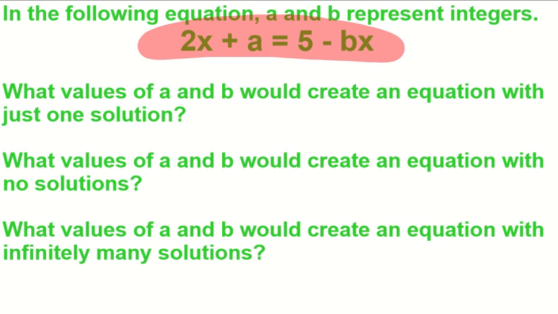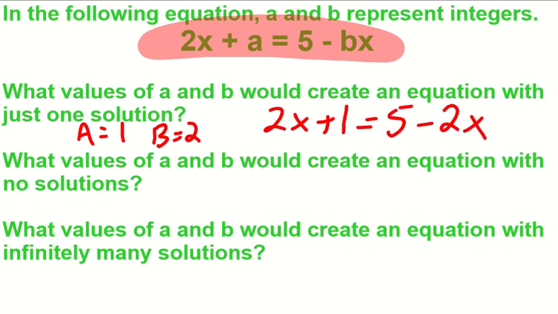So we need values for A and B that would make it so it has one solution. Give me an example for A and B. What could A equal to give me one solution there? 1 and B. That'll work. She said A equals 1, B equals 2. All right. If I plugged those in, I'd have 2x plus 1 equals 5 minus 2x. That would have one solution.